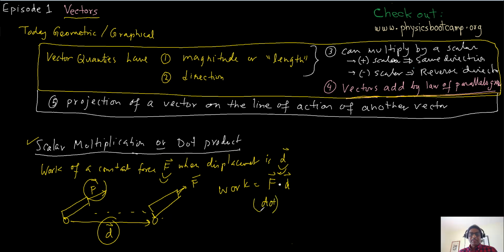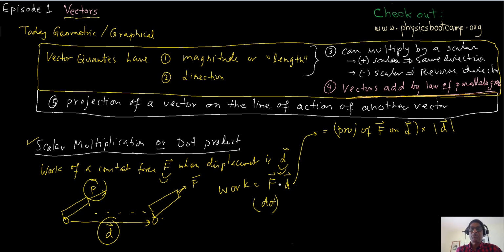So what's the formula for something like this? Well, it's the projection of one vector on another, multiplied by the magnitude of the other vector. So this will be the projection of, say, F on D, times the magnitude of D. So this will have something to do with how much of the force is acting in that direction.